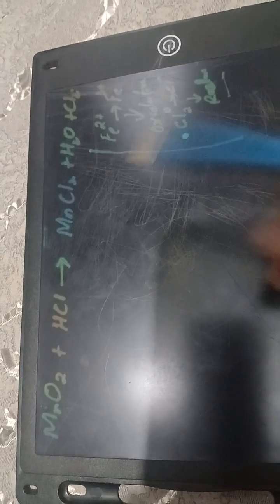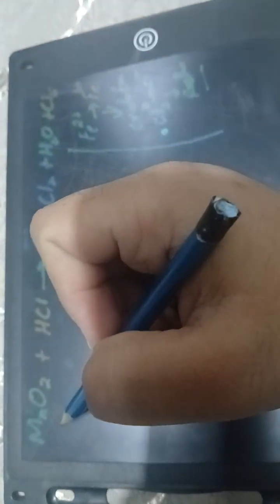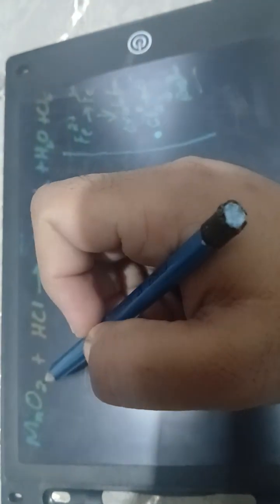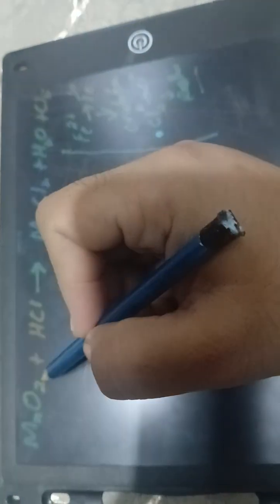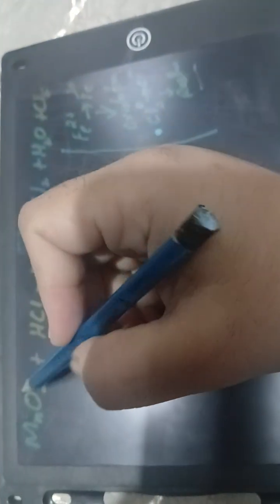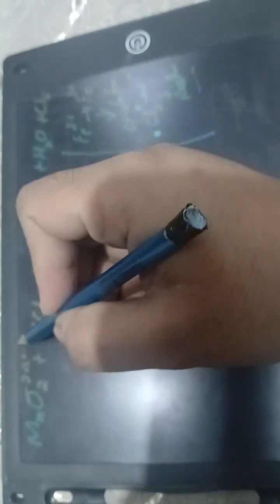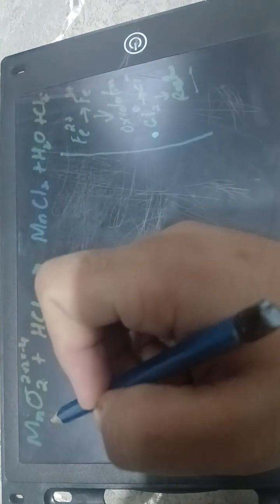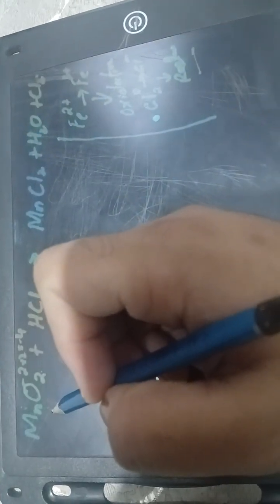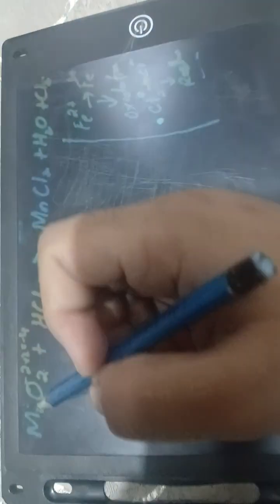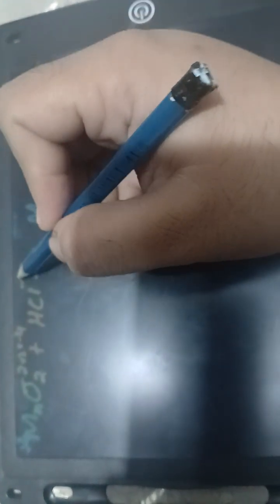So first of all, we have to assign the oxidation number to each of the substances involved in the chemical equation. Right now the equation is not balanced. We know that oxygen has a -2 charge and 2 oxygens make it -4. So overall the molecule should be non-ionic, or the net charge will be 0. So manganese will be +4. Here chlorine has a -1 charge and hydrogen has +1.